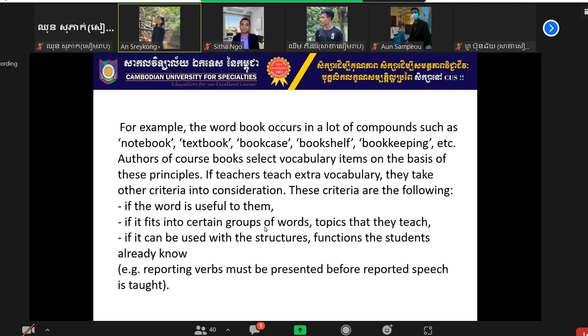These criteria are the following. The first one, if the word is useful to them. The second one, if it fits into certain groups of word topics that they teach. And the last one, if it can be used with the structures and functions the students already know. For example, reporting verbs must be presented before reported speech is taught. Okay, my point is finished.